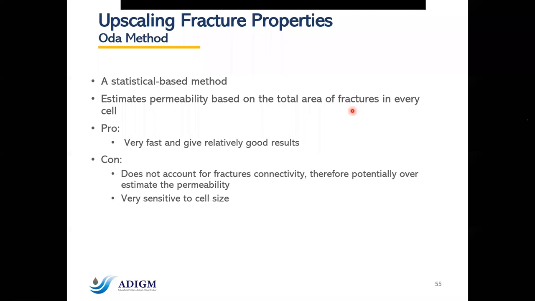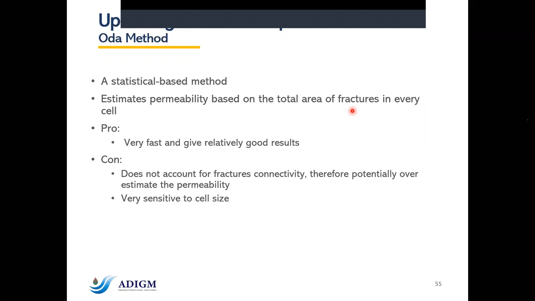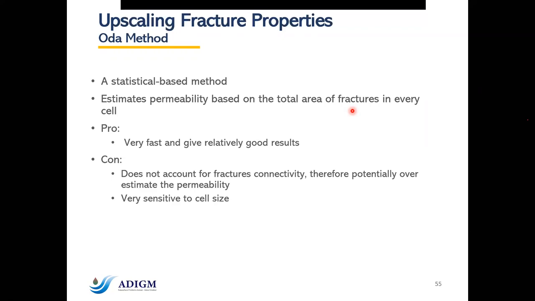The good side of this approach is that it's very fast, and the result is mathematically good. But the downside is that it does not account for the fracture connectivity. So if we use this original Oda method, we potentially overestimate the permeability. Another thing, it's very sensitive to cell size. Different cell sizes during the simulations will give you significantly different production profiles during the history matching. So we need to do a sensitivity on the cell size when we run the simulations with the Oda method.